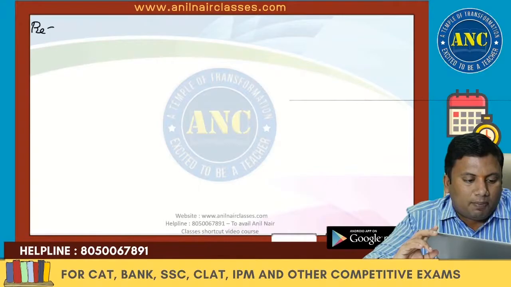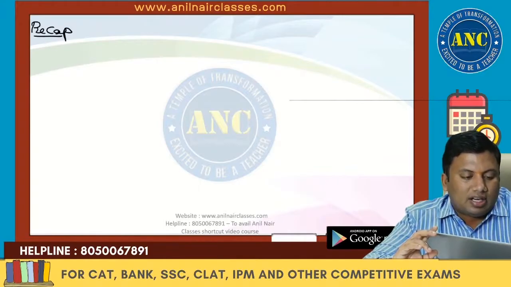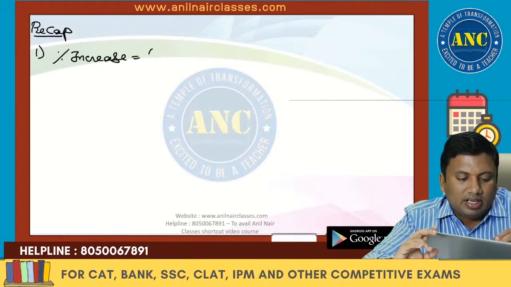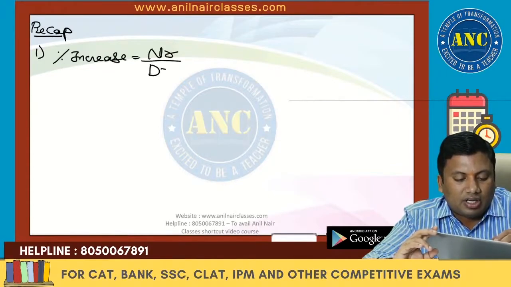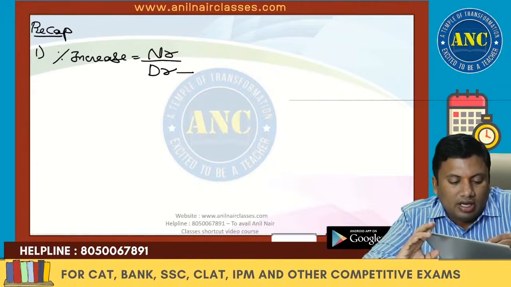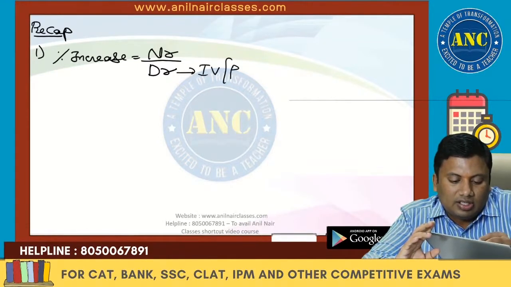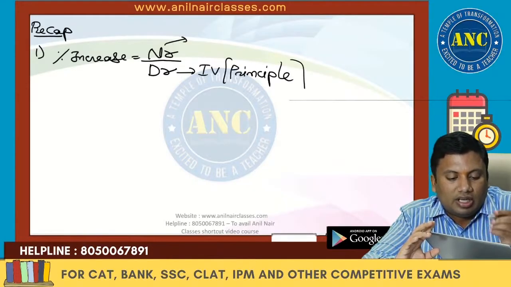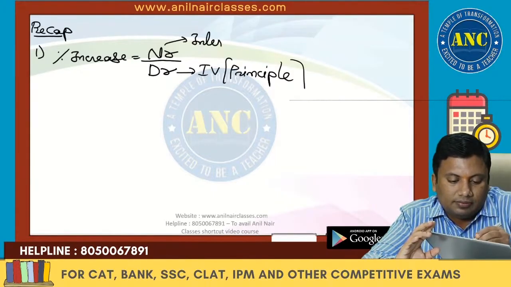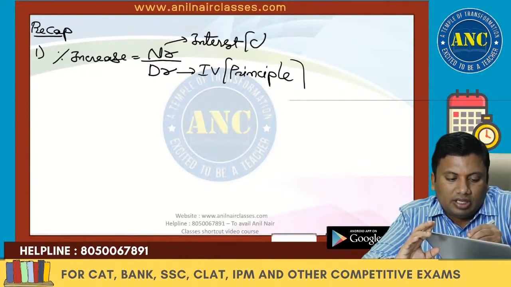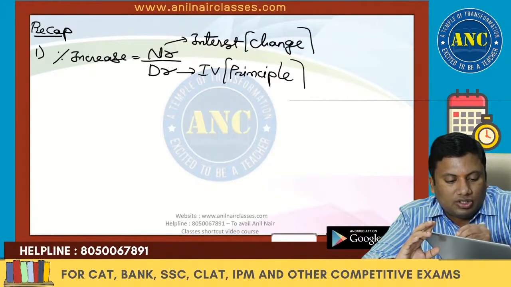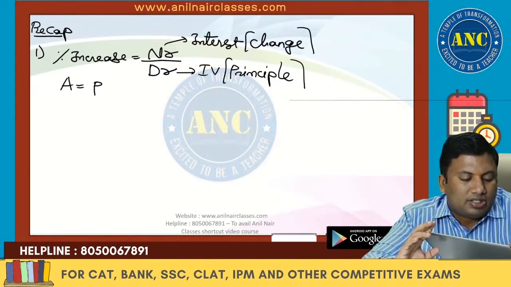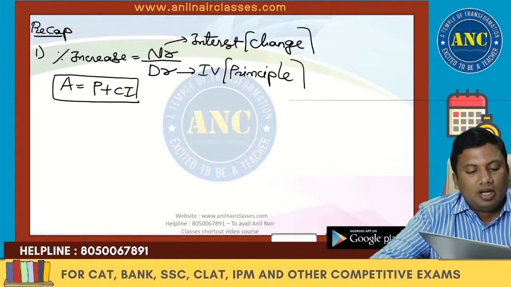Let me do a recap of the important things that I discussed. Percentage increase, if it is converted into a fraction, is numerator by denominator. The denominator is always the initial value, which we call the principal. The numerator is nothing but the interest, or the positive change. Amount is nothing but principal plus compound interest.